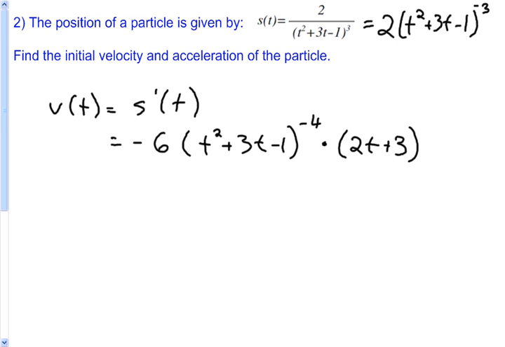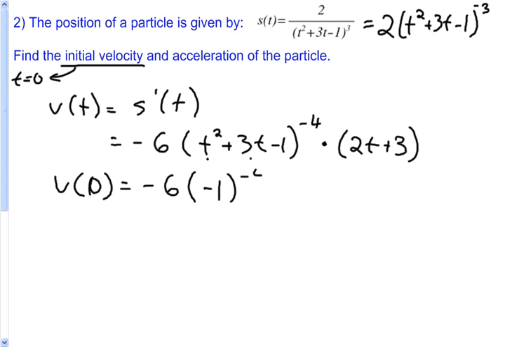If I'm asked for the initial velocity, initial just means when time equals 0. So I want to evaluate v at 0. I sub in 0 everywhere I see a t, and I get negative 6 times (0 plus 0 minus 1) to the negative 4, times 2 times 0 plus 3, which is just 3.